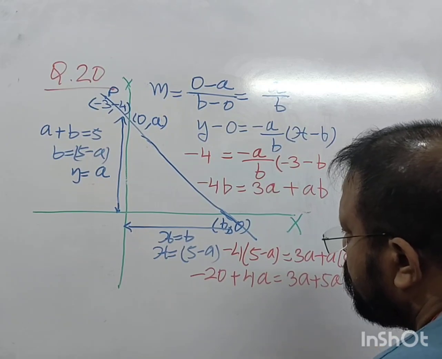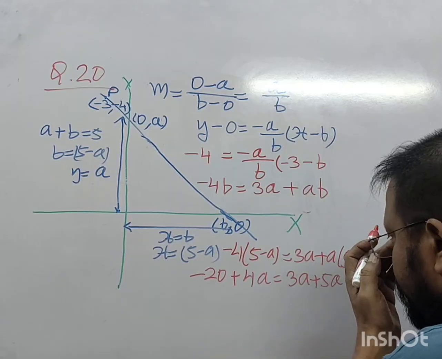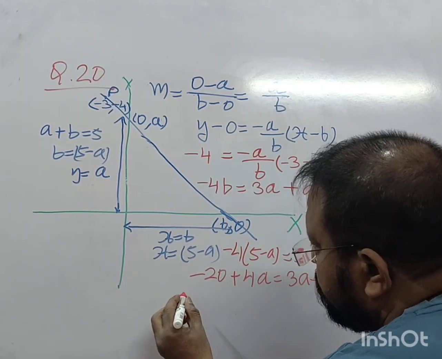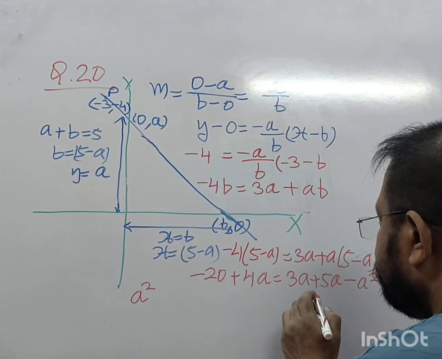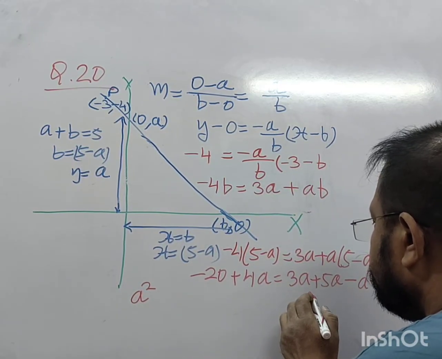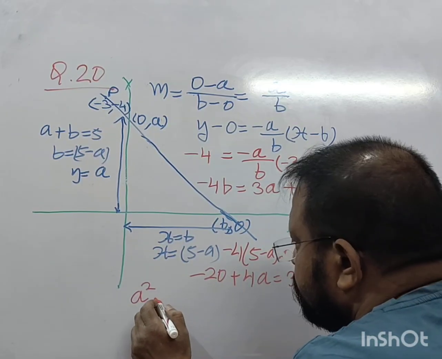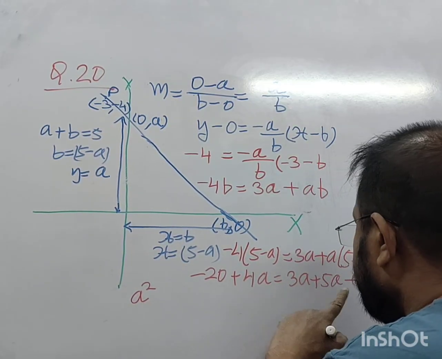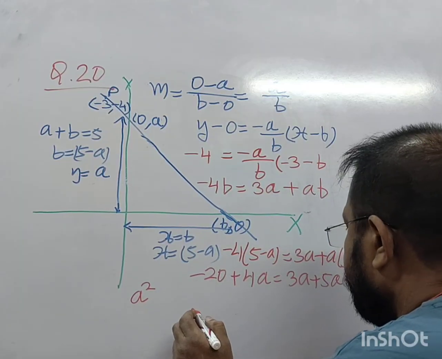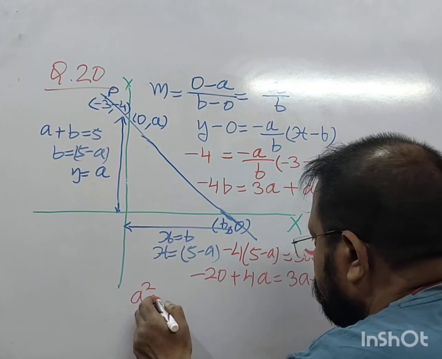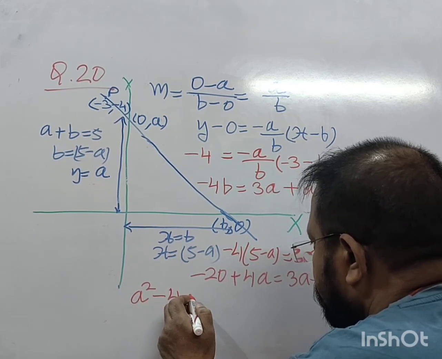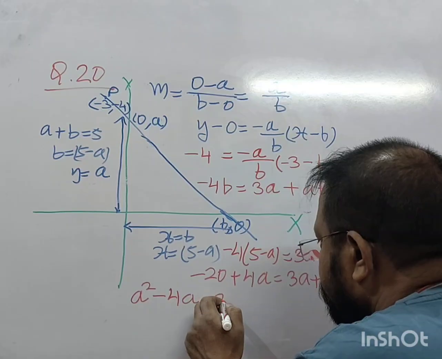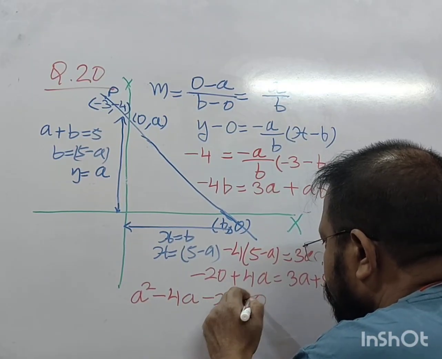So it will be a square minus 4a minus 20 is equal to 0.